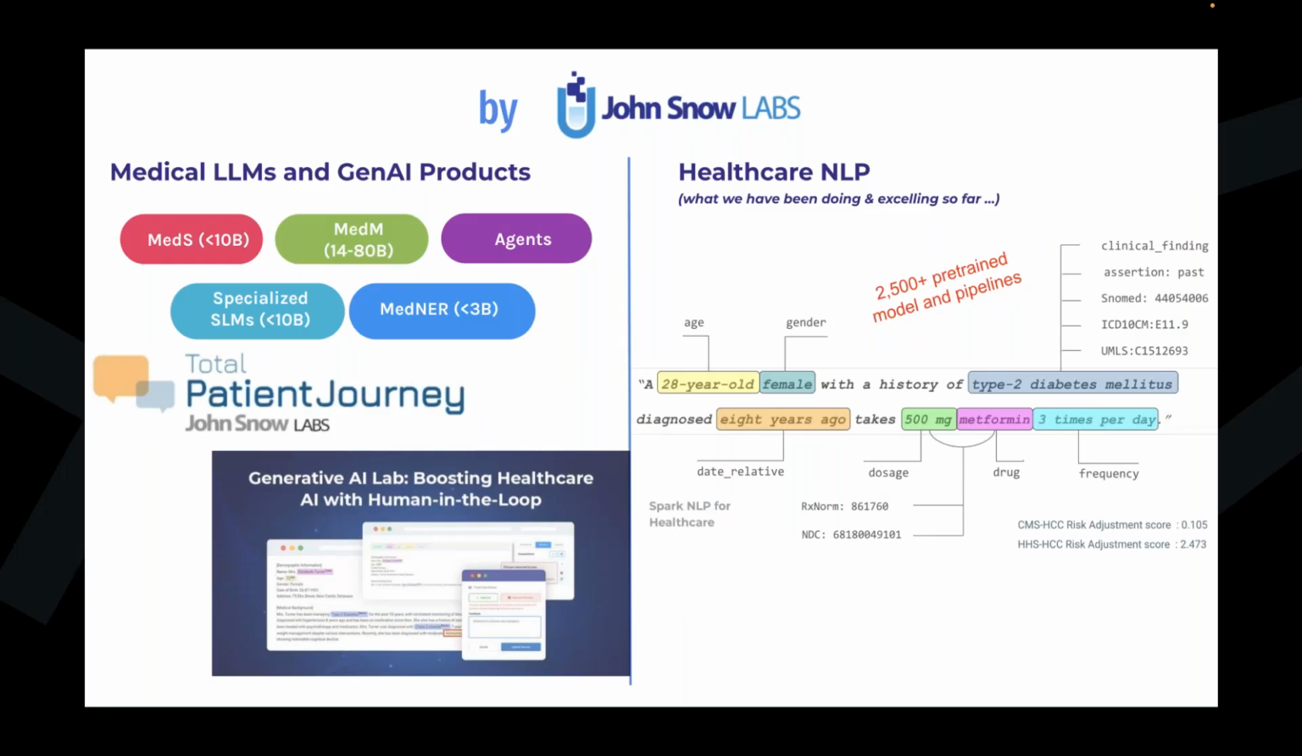That's why we have more than 2,600 pre-trained models and pipelines you can still use. Of course, we are using LLMs as well, right? On the left side, we have different solutions like total patient journey, generative AI lab, etc. And we have different size models as well, like specialized small language models, which are less than 10 billion size, that you can go ahead and use with the same library that you see on the right-hand side, which means that we have LLMs to extract entities as well, but we fine-tuned that LLM to extract entities.